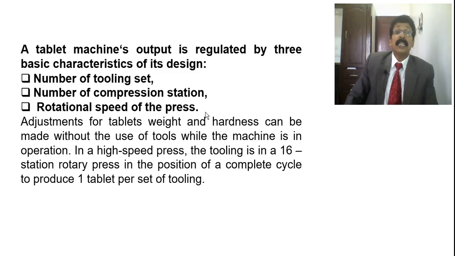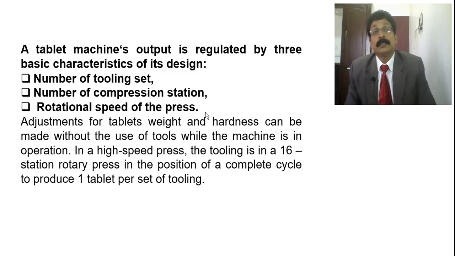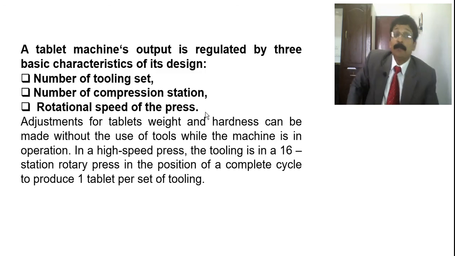And the rotational speed of the press. Rotational speed is also very important. Production outcome also depends on this rotational speed, and how many tablets the machinery can output batch-wise. Adjustment of the tablet weight and hardness can be made without the use of tools while the machine is in operation.